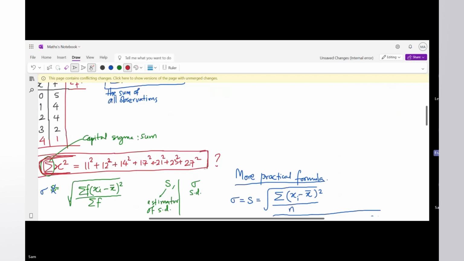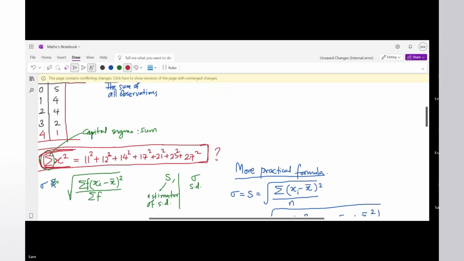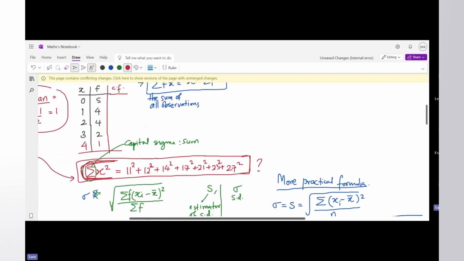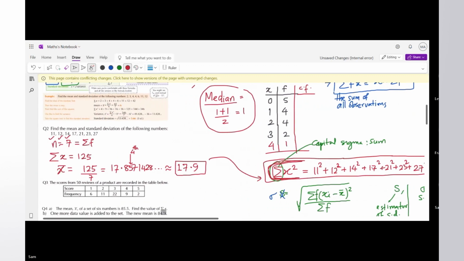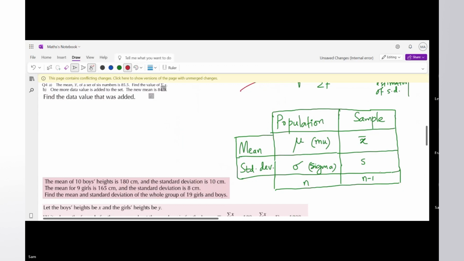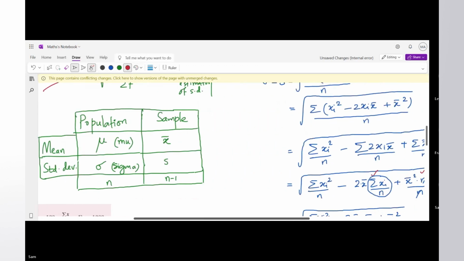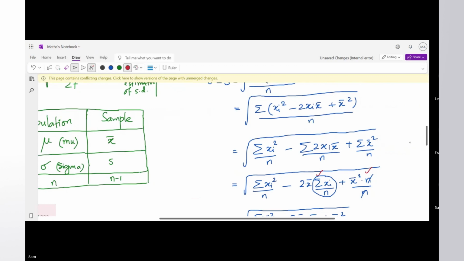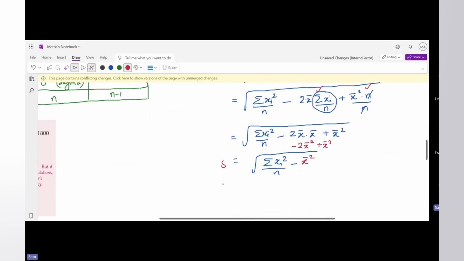So can you now tell me what is the sum of all squares? What was the original data? The original data is 11, 12, 14, 17, 21, 23, 27. So this is all about question 2. If I put these values in the formula, what do I get? What is sigma xi whole square?